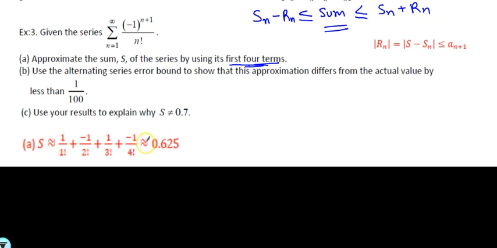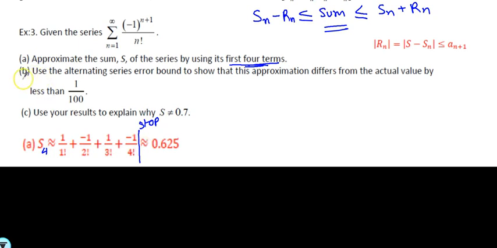You don't have to go to the answer, just stop. Do not simplify, just keep it factorial, and stop. That's my approximation of the sum, and normally we write S4. S4 is the sum of 4 terms. Do not simplify, just stop, leave it like this.